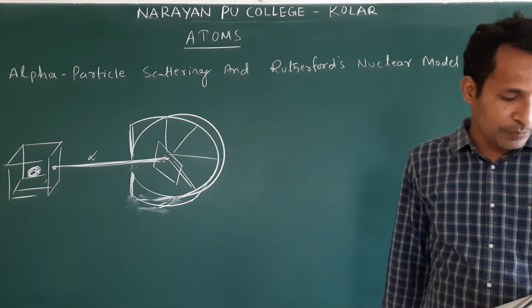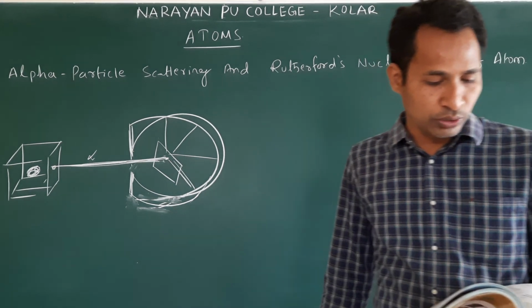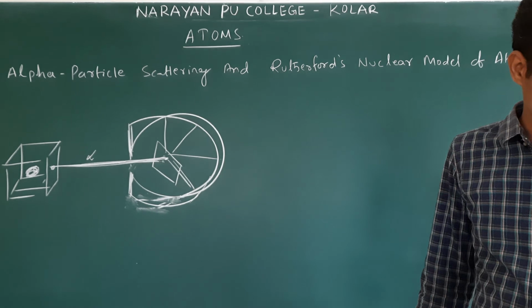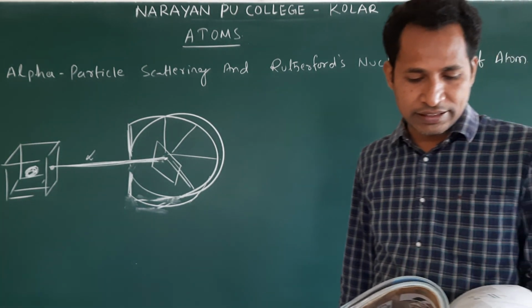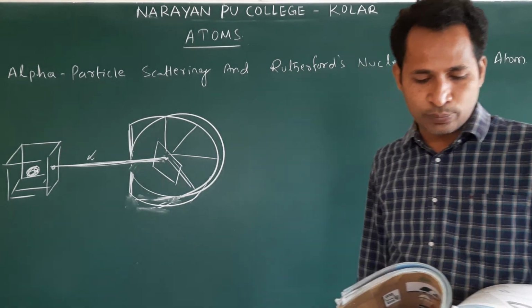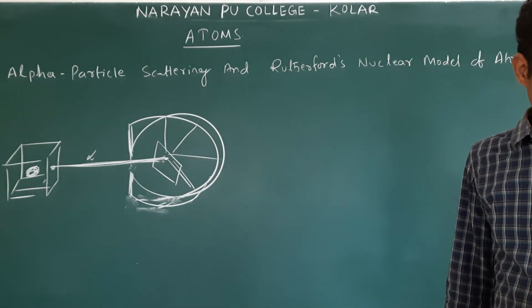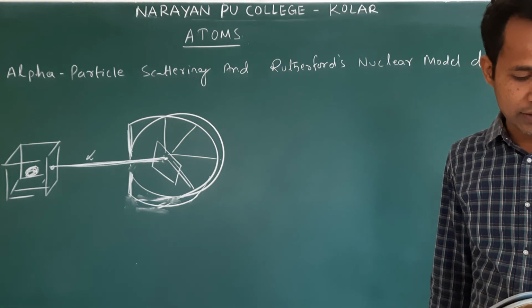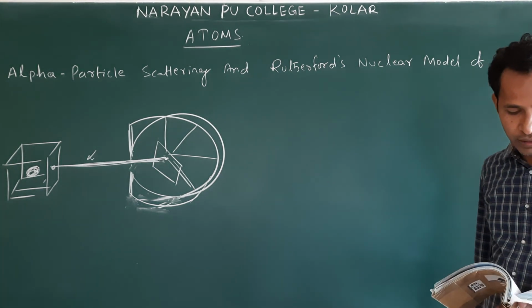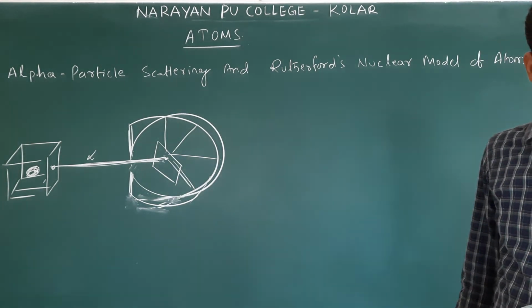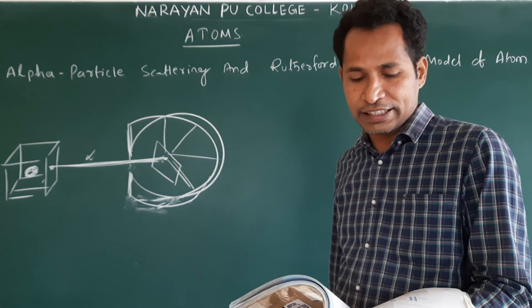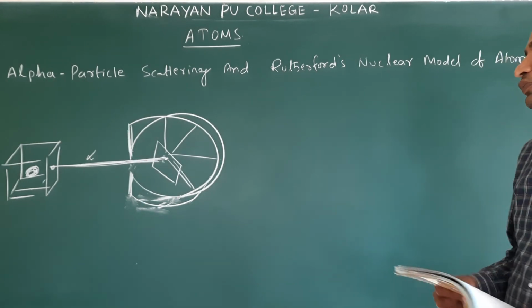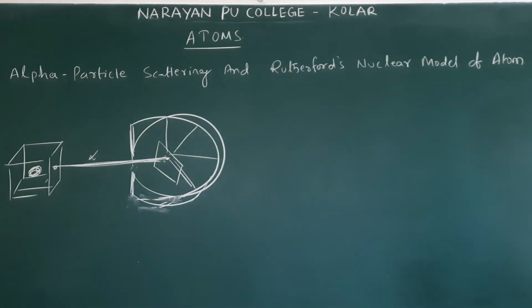The scattered alpha particles were observed through a rotatable detector consisting of a zinc sulfide screen and a microscope. The scattered alpha particles striking the screen produce brief light flashes or scintillations. These flashes may be viewed through a microscope, and the distribution of the number of scattered particles may be studied as a function of angle of scattering. Okay, so this is the experimental observation arrangement.